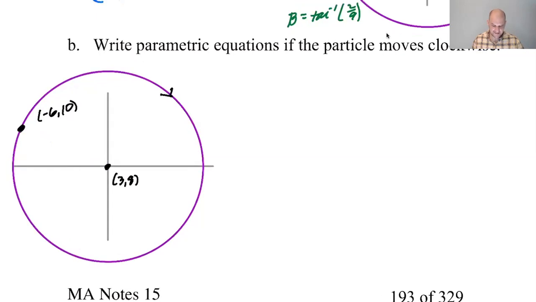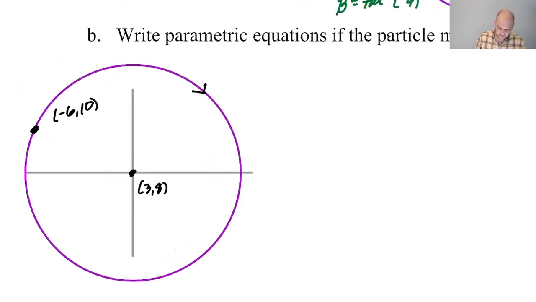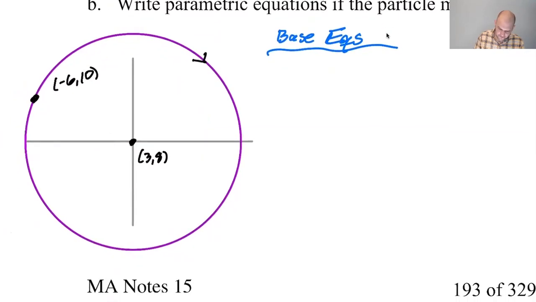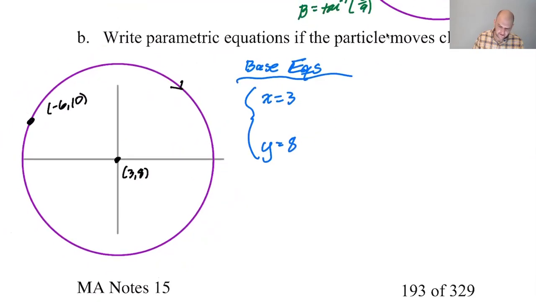So my base set of equations. So I start with a base set of equations. They're just to get things going. So my base equations, I'm going to use x, y, (3, 8). All right, now I need to think. I'm going to start here. So x is starting at a minimum, right? There's the minimum, the middle, and the maximum. Starting at a minimum, that's got to be negative cosine. So minus radical 85 cosine of t.